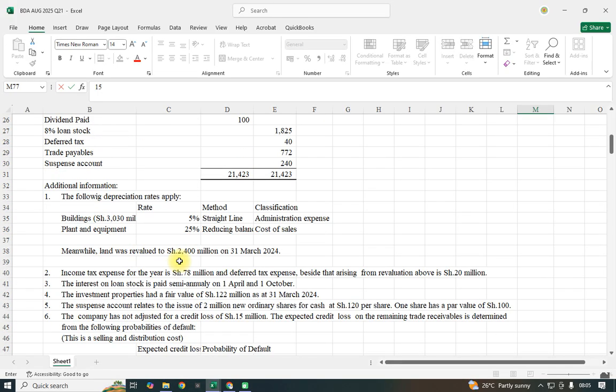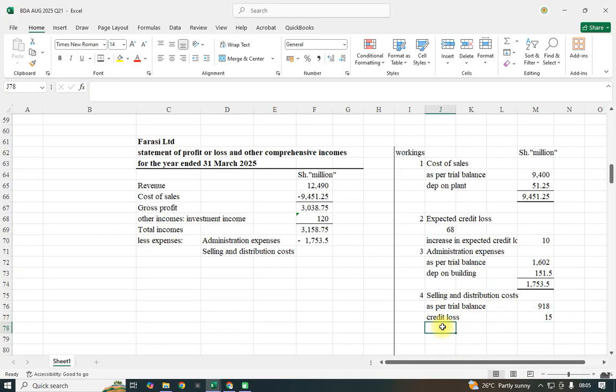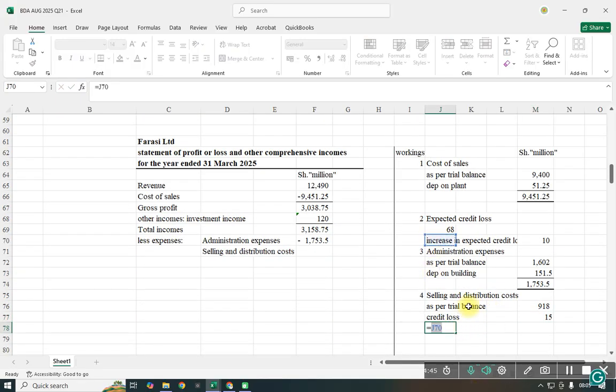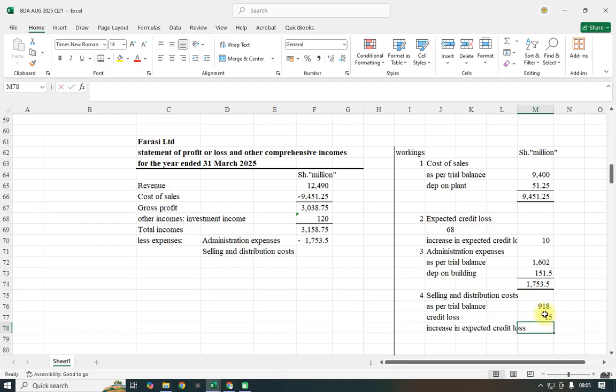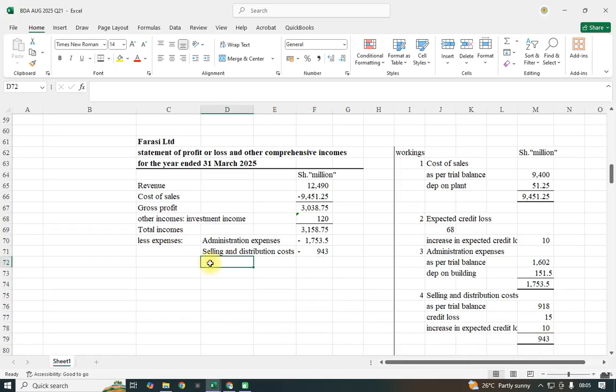of 15. And we had the expected increase, the one that we have calculated here, increase in credit loss of 10. Yeah, that one will be part of the selling and distribution cost. Then we have the finance cost.